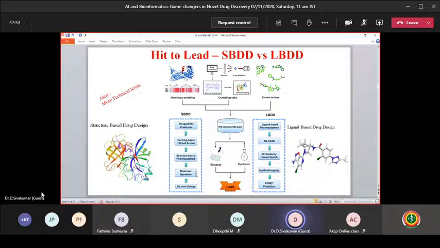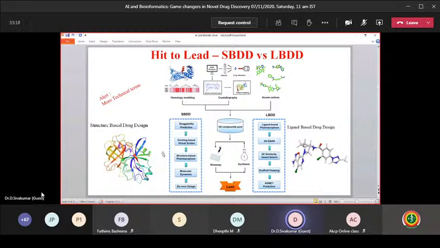Then we can do the molecular dynamics study to see how stable the protein-ligand complex we have is. And we will see how stable it is in the presence of the solvent or in the environment. Not always will we use only water as the environment. Sometimes we will go with the lipid.